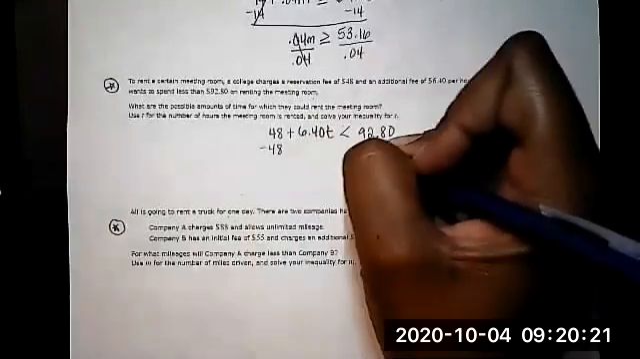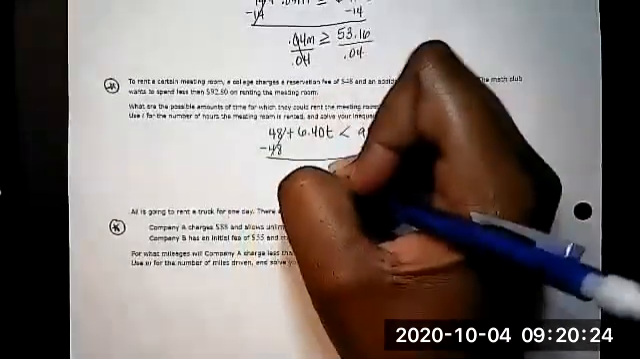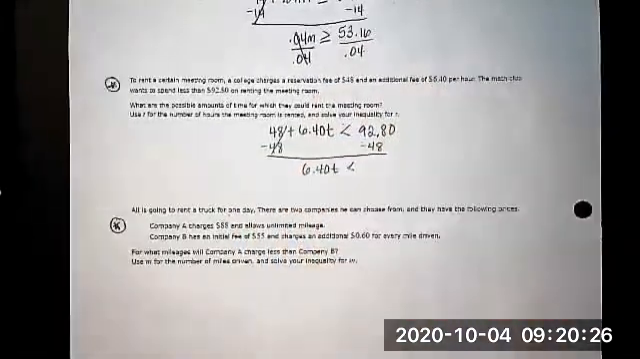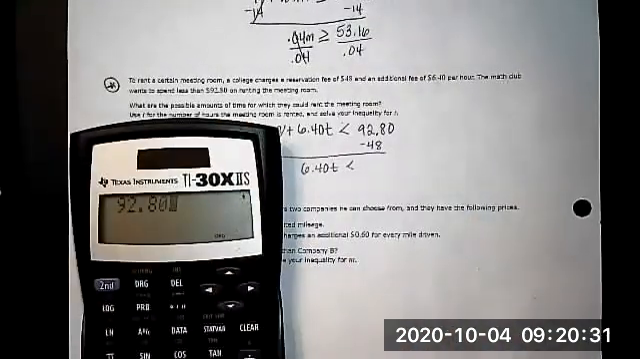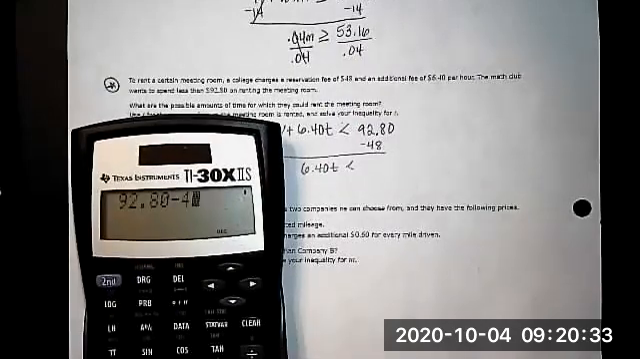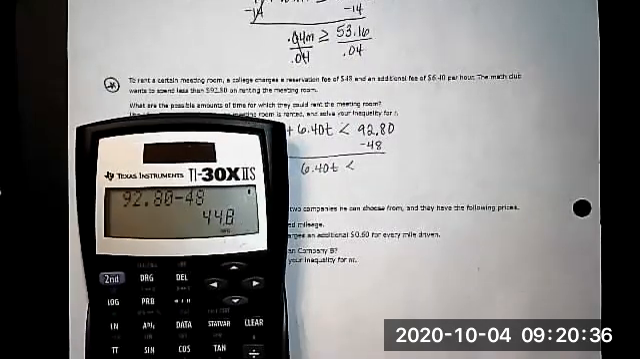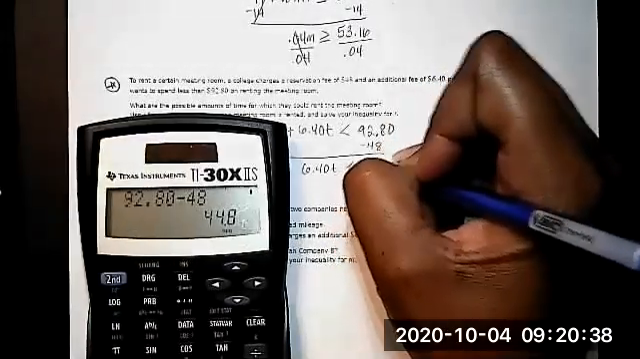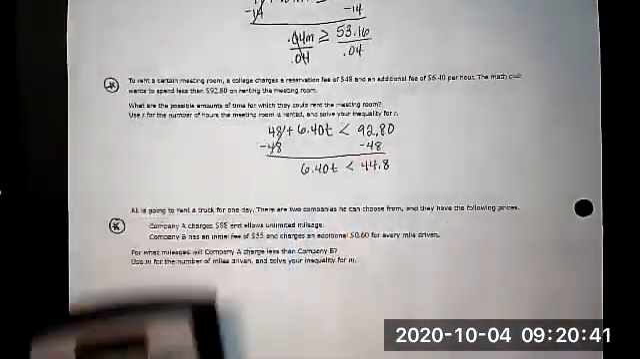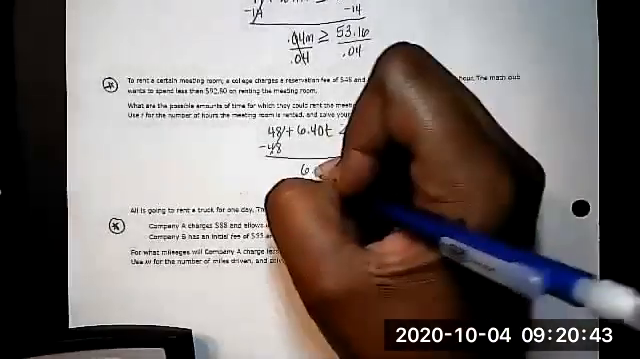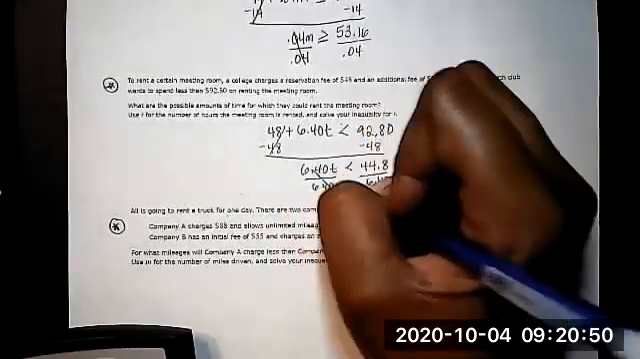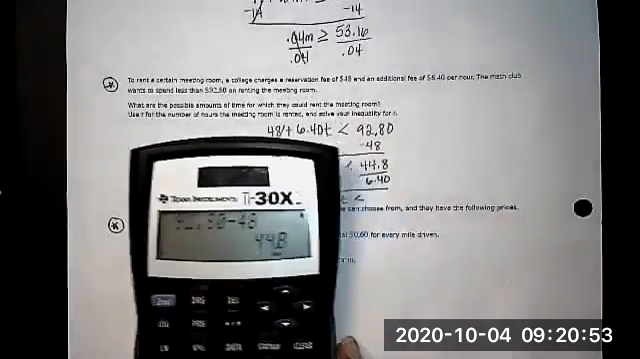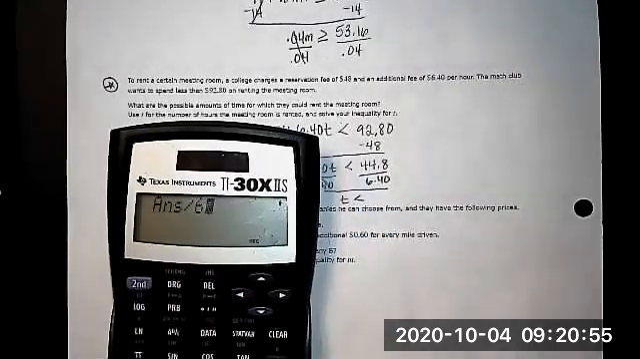Subtract 48 first. So we get 6.40 T is less than 92.80 minus 48. My answer is 44.80. And then I'm going to divide that by 6.40 or 6.4. So T is going to be less than 44.8 divided by 6.40.